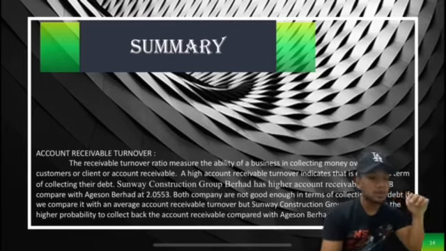Okay, third is account receivable turnover. Account receivable turnover measures the ability of a business in collecting money owed by customers or clients, or account receivable. A high account receivable turnover indicates that it is efficient in terms of collecting their debt. Sunway Construction Group Berhad has higher account receivable turnover at 2.078 compared with Agason Berhad at 2.0553. Both companies are not good enough in terms of collecting their debt if we compare with an average account receivable turnover, but Sunway Construction Group Berhad has the higher probability to collect back the account receivable compared with Agason Berhad.